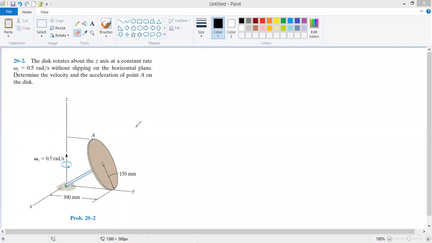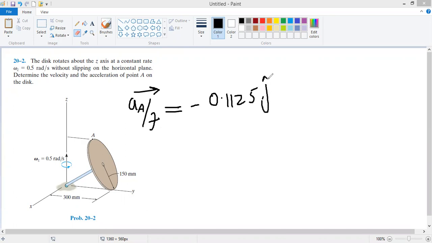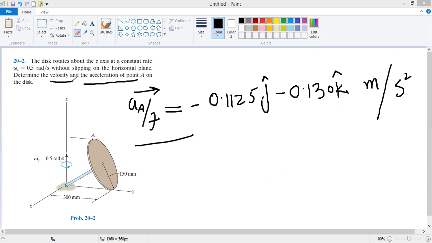And once we do it, let me check it. The value of acceleration of A with respect to the ground, please perform these steps, it will come out equal to minus 0.1125 j cap minus 0.130 k cap. Since our r is in meters, the acceleration will be in meter per second square. So we have calculated acceleration of A, and we have also calculated the velocity of point A. Hence, the question stands solved. Thank you very much.